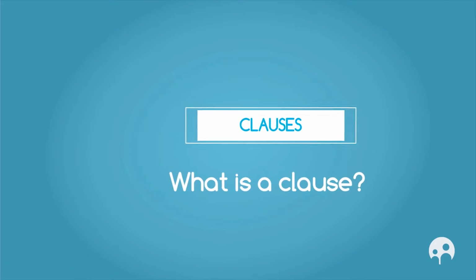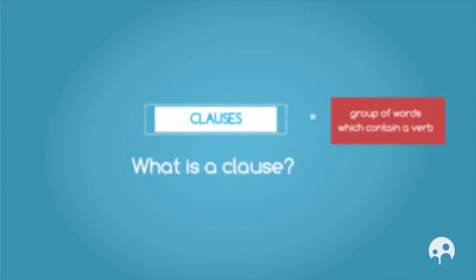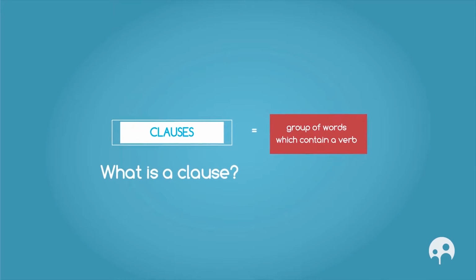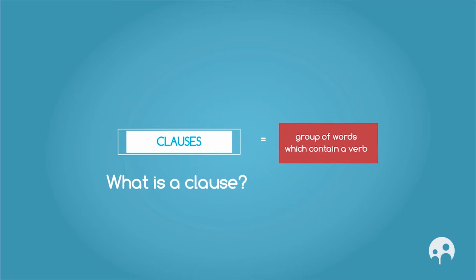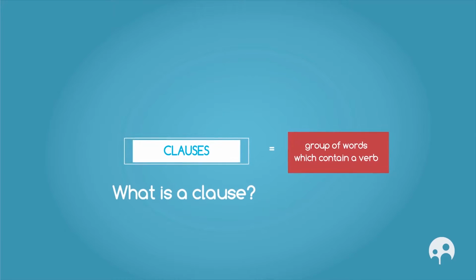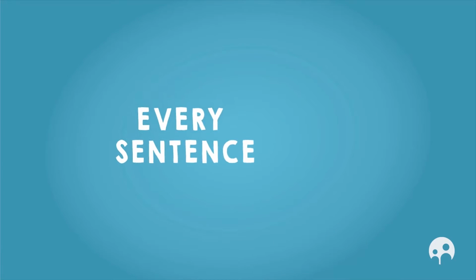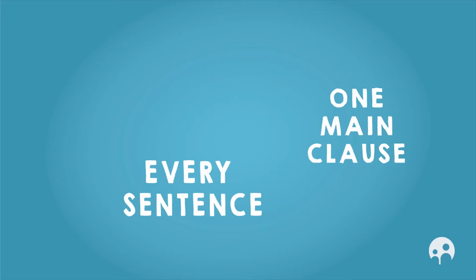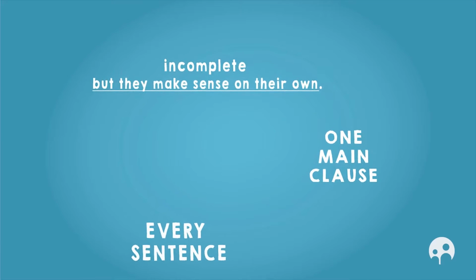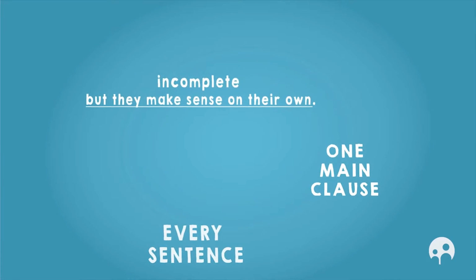What is a clause? A clause is a group of words in a sentence which contain a verb. Clauses are the basic units of English grammar. Every sentence contains at least one main clause. Now, what are main clauses? Main clauses are clauses that may seem incomplete, but they still make sense on their own.